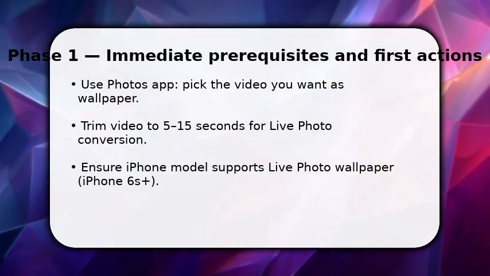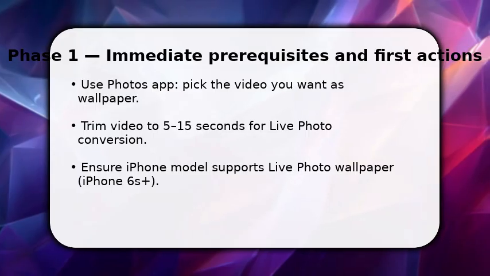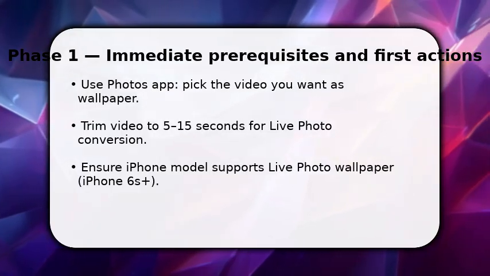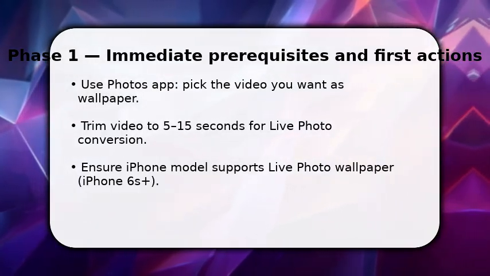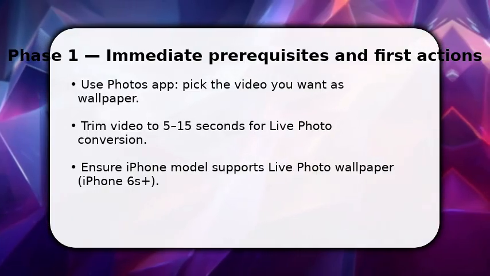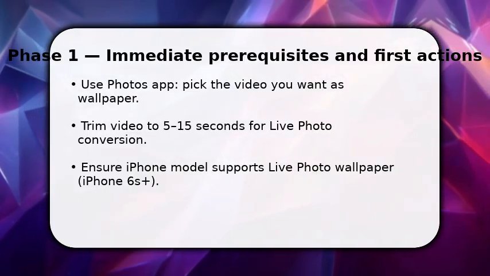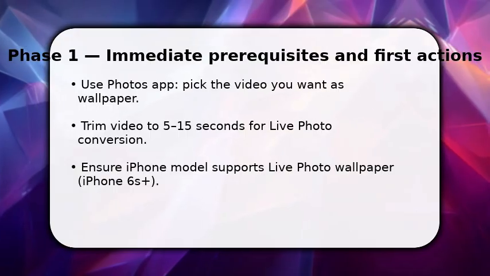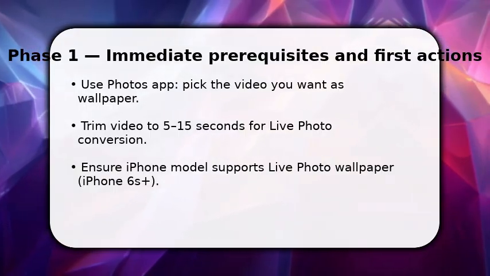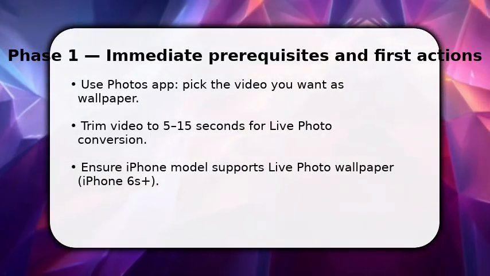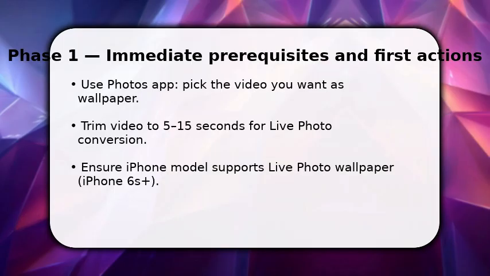You start by selecting the exact clip you want. Make sure it's local in Photos, not in cloud-only state. Next, trim the clip to a short loopable segment, aim for 5 to 15 seconds, because Live Photo works best short and sweet. Once done, convert the trimmed clip into a Live Photo using a third-party app or Shortcuts action.